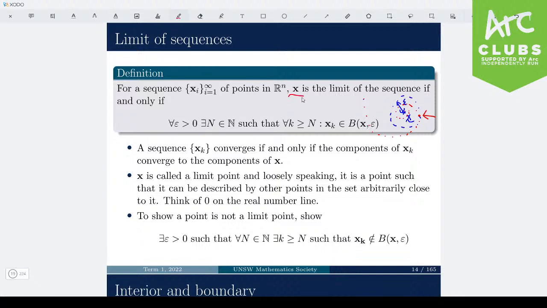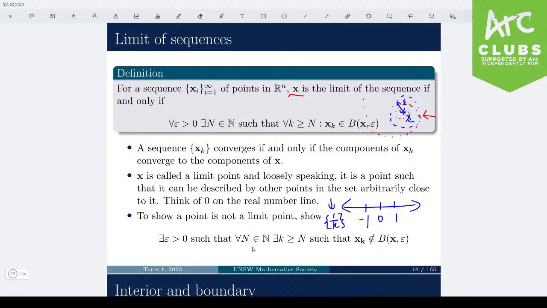This x here is in a sense called the limit point of the set. Loosely speaking, it is a point that can be described by other points in the set arbitrarily close to it. For example, think of 0 on the real number line. If I draw the number line again, this is 0, and this is, for example, 1, -1, and so on. If you consider the set 1 on k, as k gets larger and larger, this sequence describes what happens around 0. If you imagine k going 1, 2, 3, 4, 5, 6, all the way to infinity, this sequence is going to get closer and closer to 0. So the value 0 on this real number line is described by our sequence here. So it's a limit point if it can be described by other points in the set, getting arbitrarily close to it.